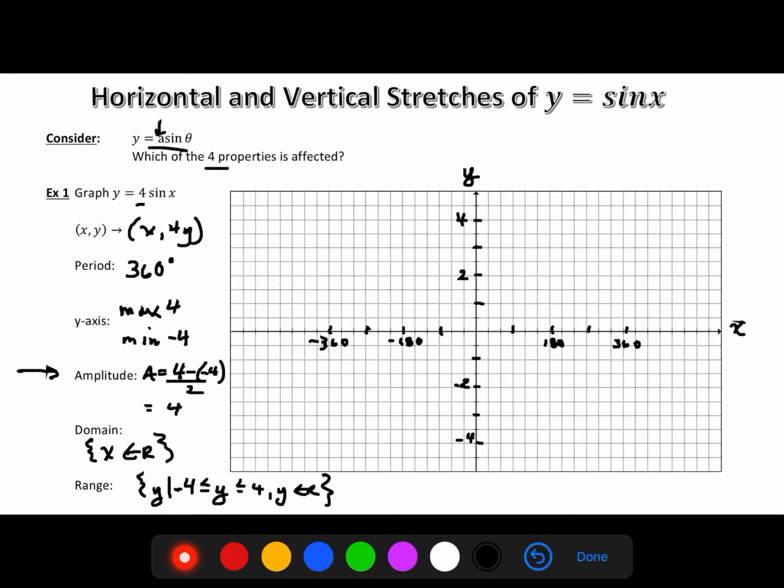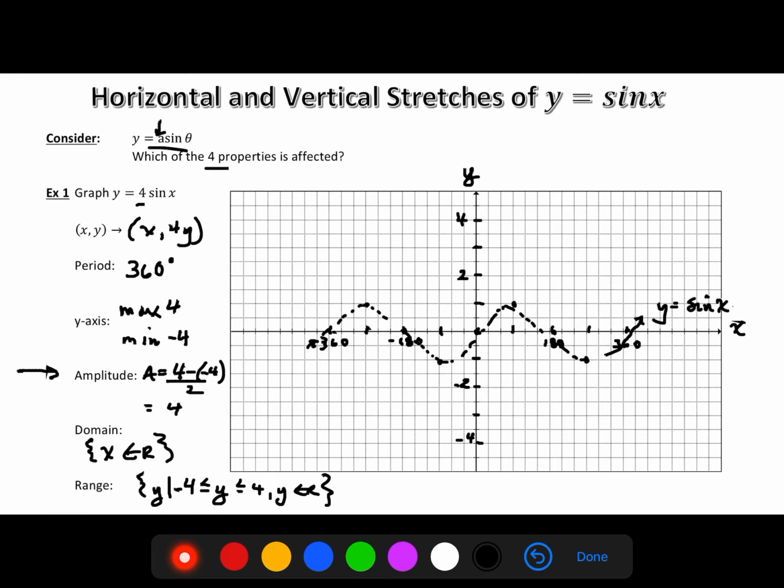So our base function goes 0 up to 1, back to 0, down to -1, back to 0. Same thing in our negatives. And again, I'm going to use a dotted line to represent this because it's not our final graph. This is our base graph of y equals sine x.